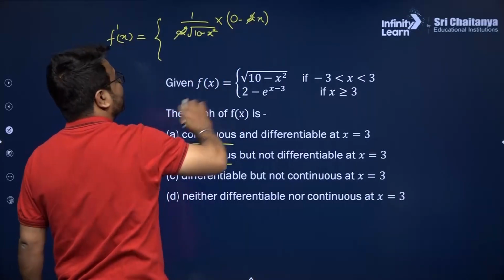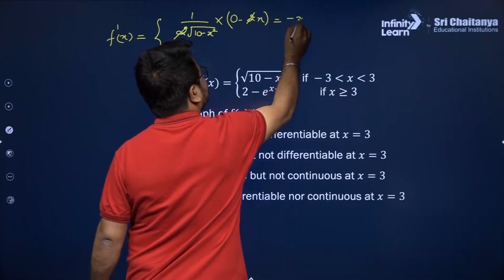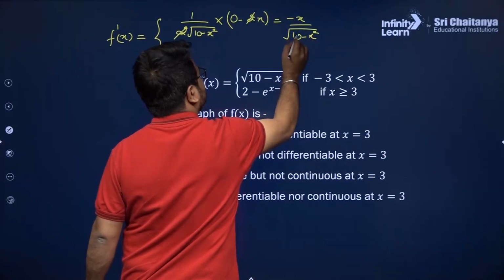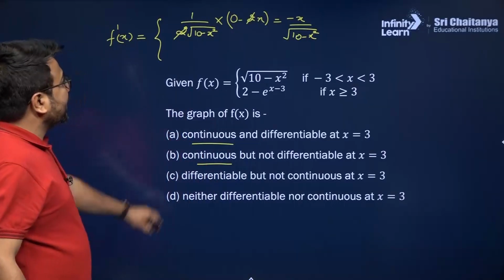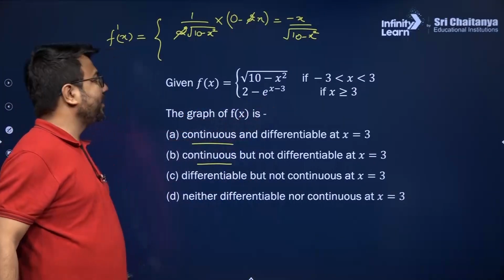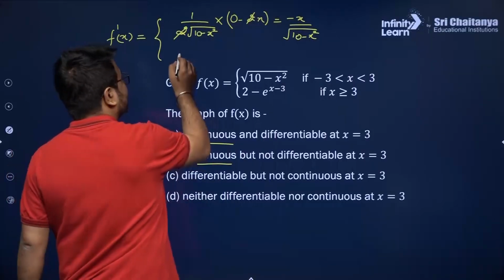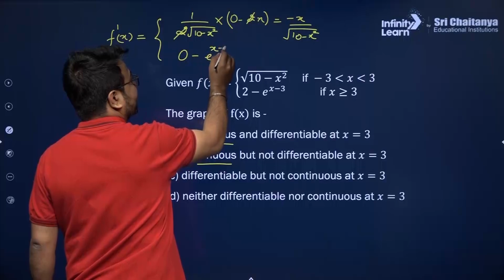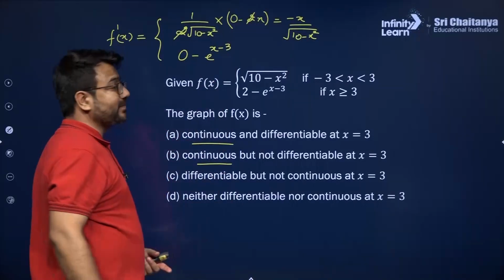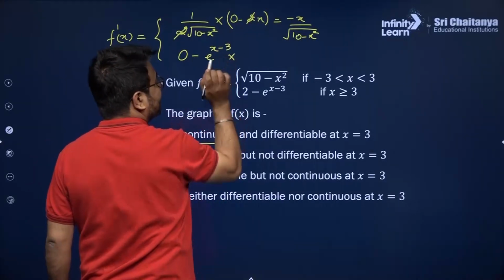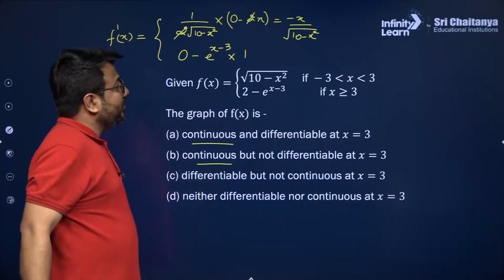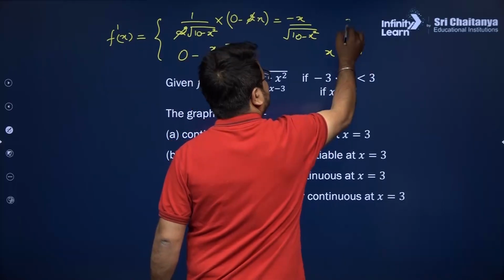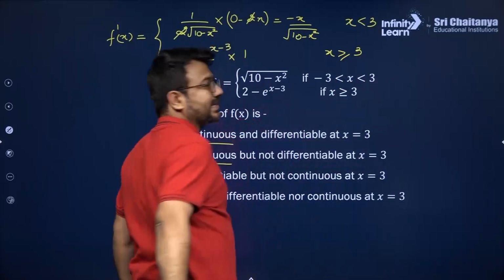Now this 2 and 2 will both get cancelled. Here we are left with minus x over square root of 10 minus x square. I hope this is also clear to you. Now again, if I want to differentiate 2 minus e raised to the power x minus 3, differentiation of 2 will be 0 and differentiation of e raised to the power x minus 3 will be e raised to the power x minus 3 multiplied by the differentiation of x, which is 1. Now this particular differentiation is valid for x greater than or equal to 3, and the earlier differentiation is valid for x less than 3.